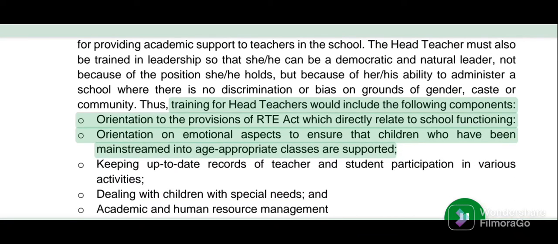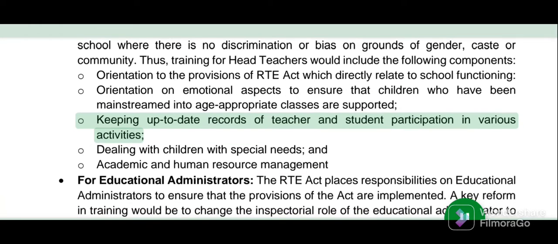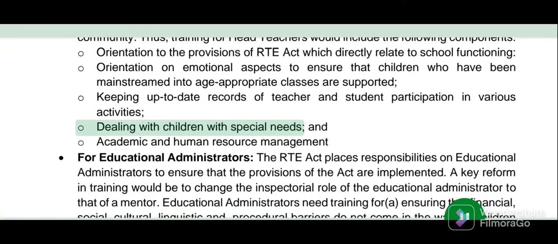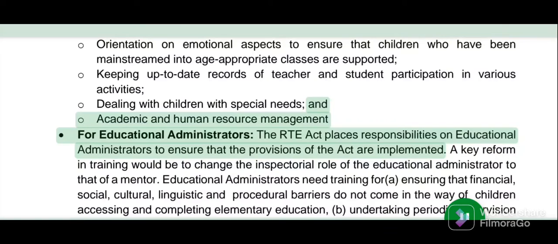Thus, training for head teachers would include the following components: orientation to the provisions of the RTE Act which directly relate to school functioning, orientation on emotional aspects to ensure that children who have been mainstreamed into age-appropriate classes are supported, keeping up-to-date records of teacher and student participation in various activities, dealing with children with special needs, and/or academic and human resource management for educational administrators.